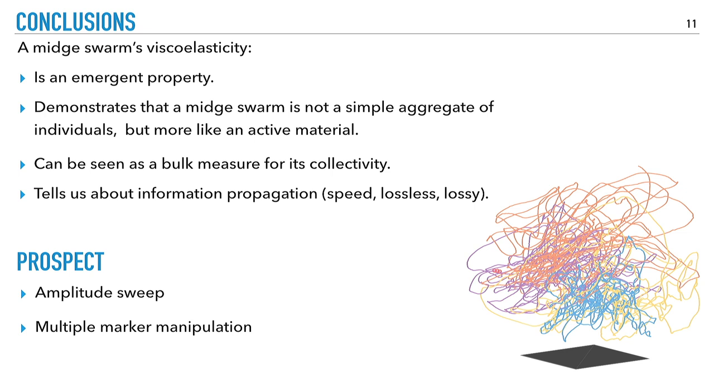And what we will do next is vary the amplitude to see if there is a linear regime, a nonlinear regime. And we're intending to have two markers and then oscillate those to see if we can get maybe a similar elasticity from the attraction between two swarms.